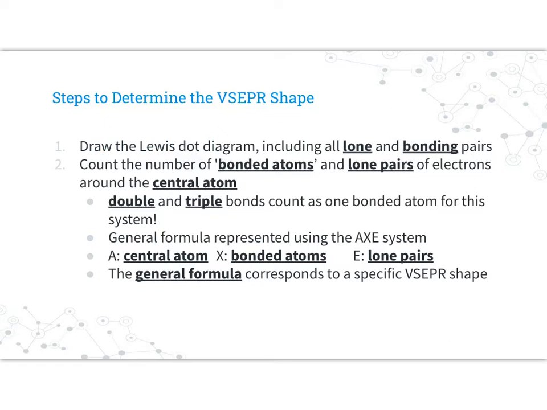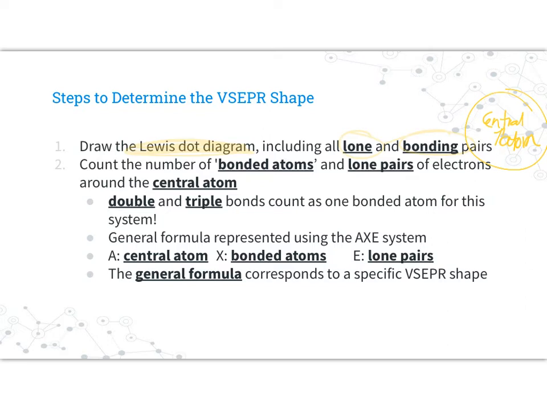So draw a Lewis dot diagram. We need this. It is a non-negotiable. You must start with a Lewis dot diagram. We need to draw all lone and bonding pairs specifically on the central atom. Those are the important ones. So there might be multiple central atoms. We need to make sure that we've drawn an accurate Lewis dot diagram.